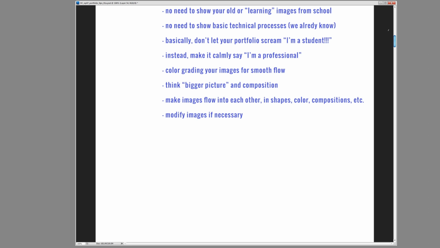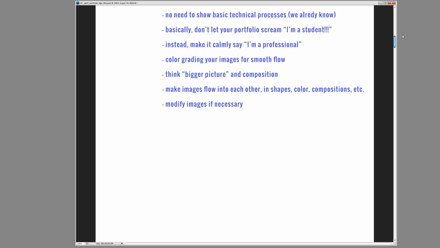Okay, so think about the bigger picture, not just individual images, but how does it flow? What image is leading to the next image? Is it going left to right, and now it's right to left, left to right? So it reads very comfortable for your viewers, making that experience nice. Okay, next, make images flow into each other. Actually, I'll keep talking about points that I already just mentioned. So the next point is make images flow into each other in shapes, color, composition, etc. I'll be demonstrating that shortly.